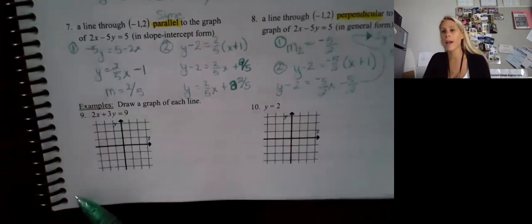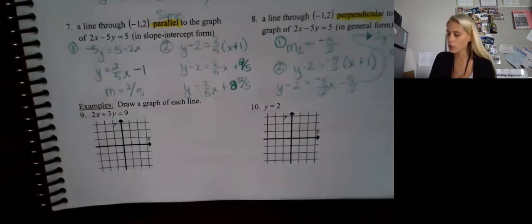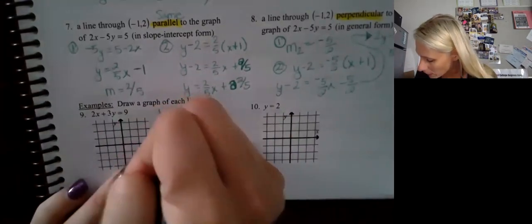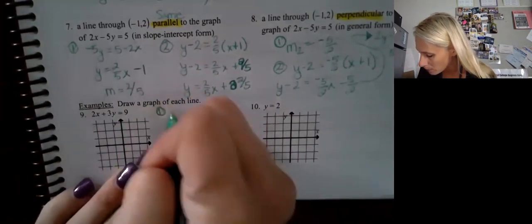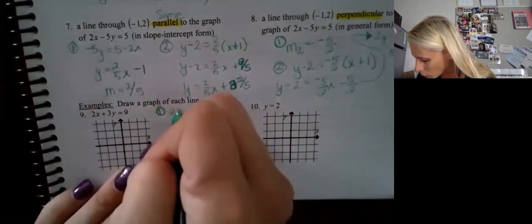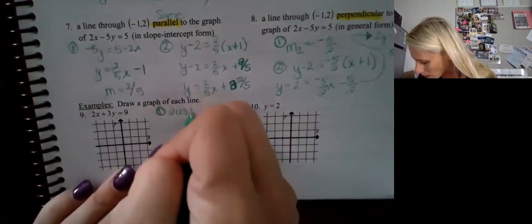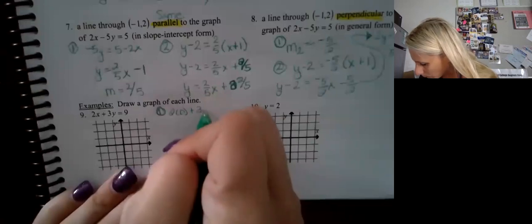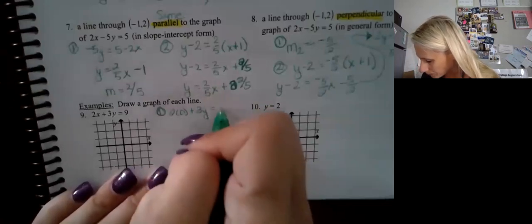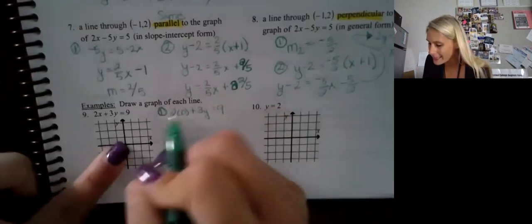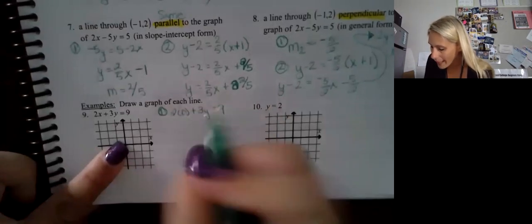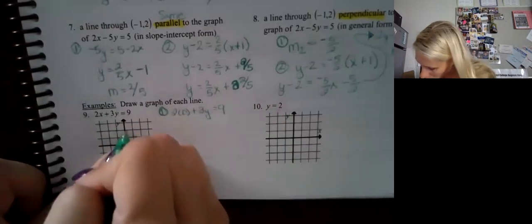When drawing a line, how many points do you need? You need 2 points. What are the easiest points? X and Y intercept. So the first method you can do is just X and Y intercept. So we could say 2 times 0 plus 3y equals 9. So when x is 0, y has to be 3.